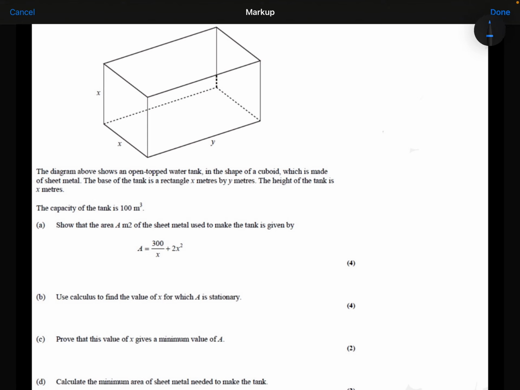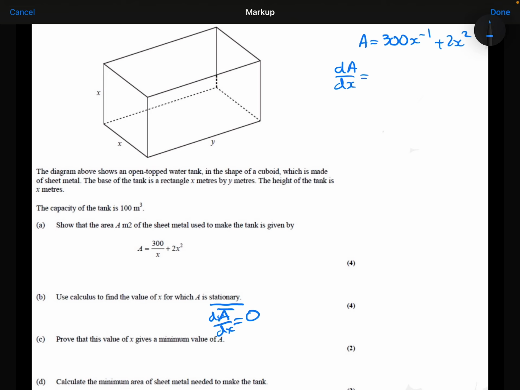Part B says to use calculus to find the value of x for which A is stationary. So that's telling me that the gradient, or dA by dx in this case, is equal to 0. So I want to take my A function and differentiate it. So I'm first going to rewrite that 300 over x as being 300x to the power minus 1, just so I can differentiate it easily. The 2x squared, that's going to differentiate easily, so we'll leave that as it is.